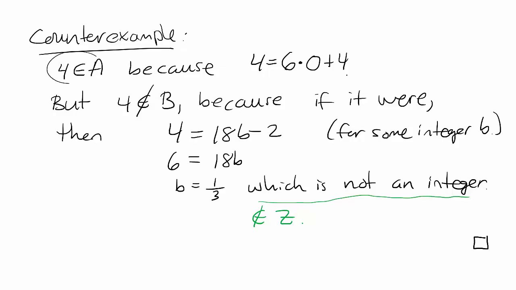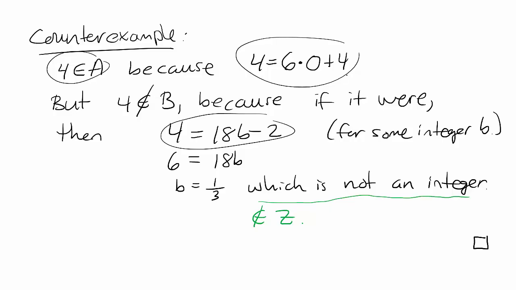So I showed I have an element in set A. We know it's in set A because it fits the form, the definition for an element to be in set A, but it does not fit the form of an element that's in set B.